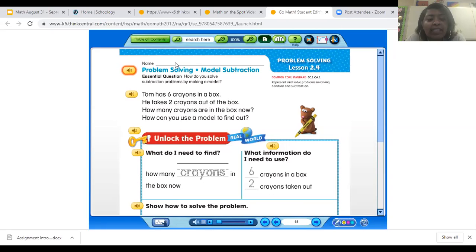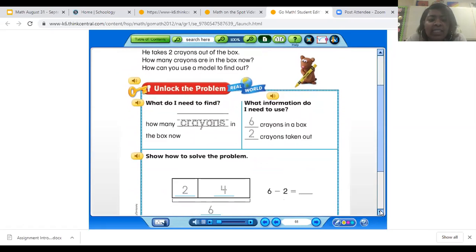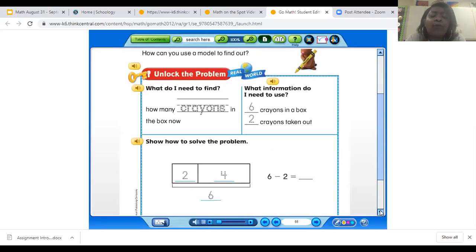How many crayons are in the box now? How can you use a model to find out? So let's unlock the problem. So let's think about it. What do you need to find? We're trying to figure out how many crayons are in the box now.